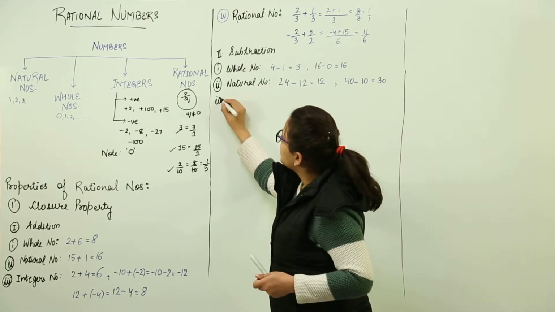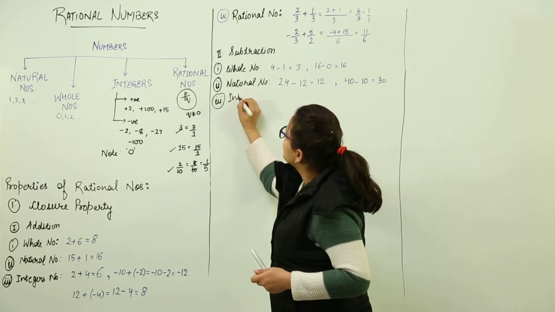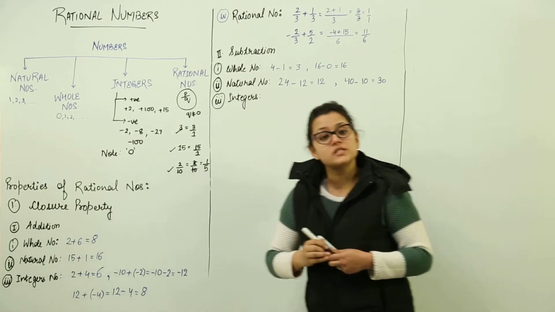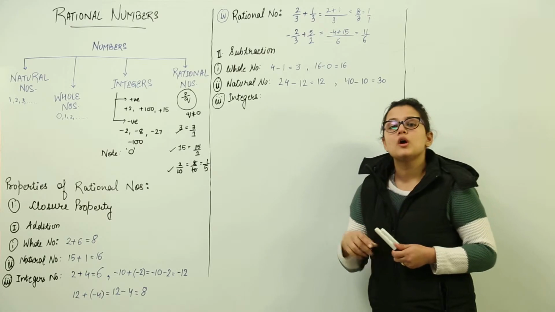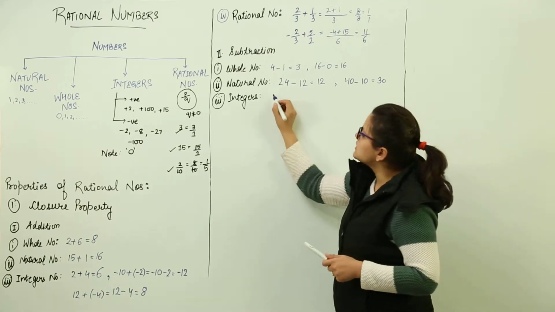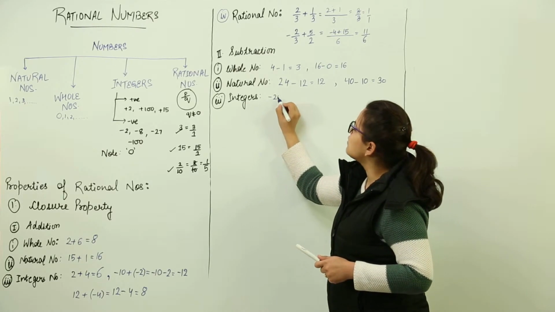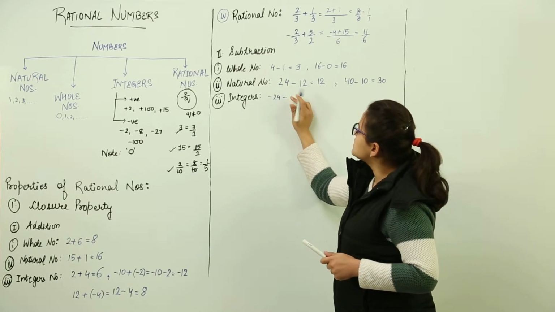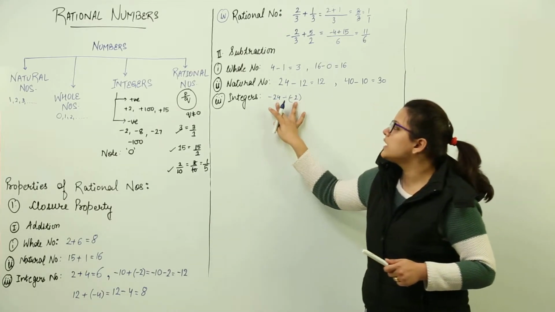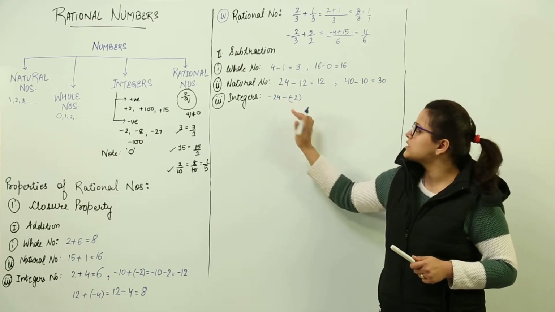Third type is for integers. Now integers can be positive and negative. So we can take up a positive integer or a negative integer. Both could be positive or both could be negative. Now I am taking an example, say minus 24 minus 2. I have taken two negative integers for the subtraction purpose.